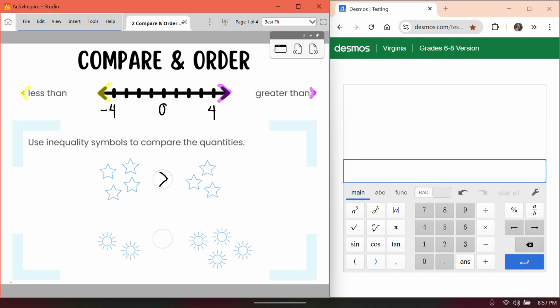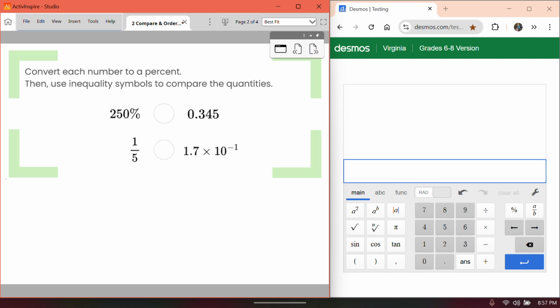And then the next one, I have 2 suns and I have 4 suns, and I know that 2 is less than 4. So I'm going to use a less than symbol. All right. Let's compare some actual numbers.